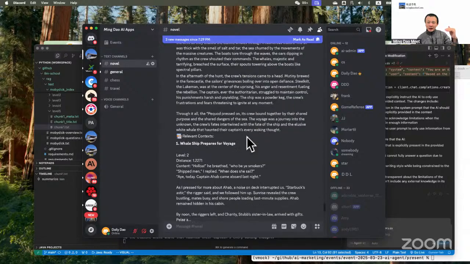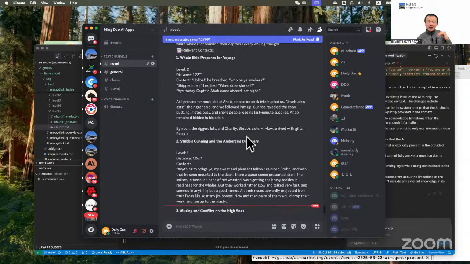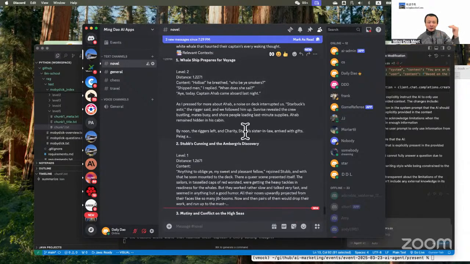If we scroll down more, I have asked the chatbot to print what the supporting evidence is that it actually retrieved from our database. So our database, remember, is multiple levels. Level 1 is the most detailed level. Level 2 is a summary of level 1, and then level 3 is a summary of level 2.